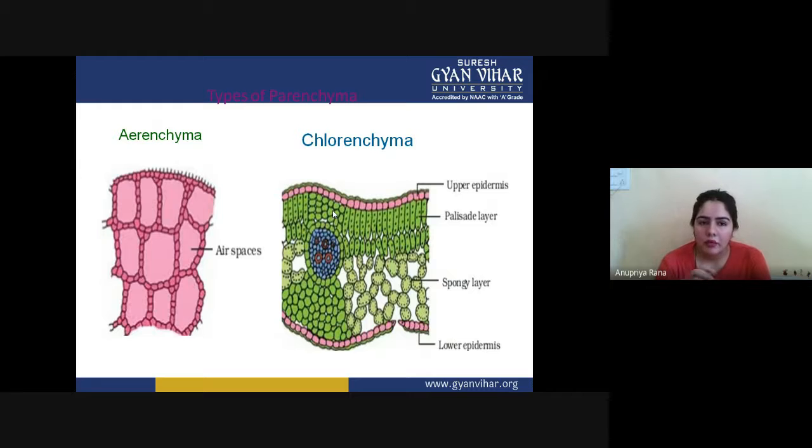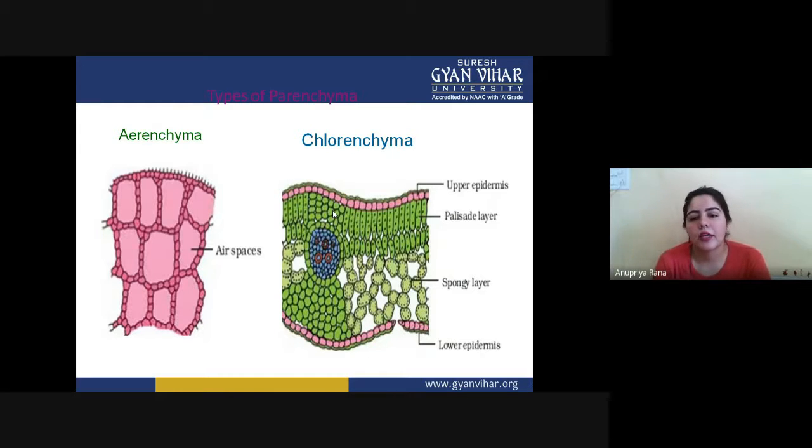For any plant present inside the water, the very special need is to get air. The more air they can store, the more beneficial it is for them. That's why they convert their parenchyma tissue into aerenchyma. So basically, aerenchyma stores a large amount of air for their survival.